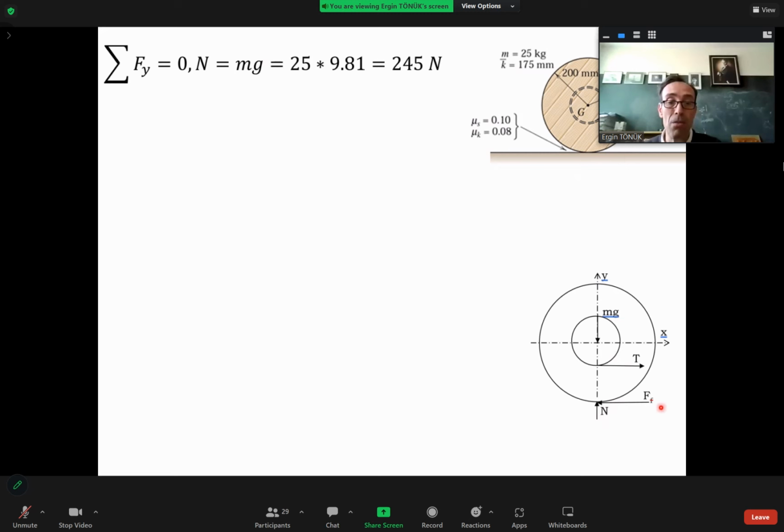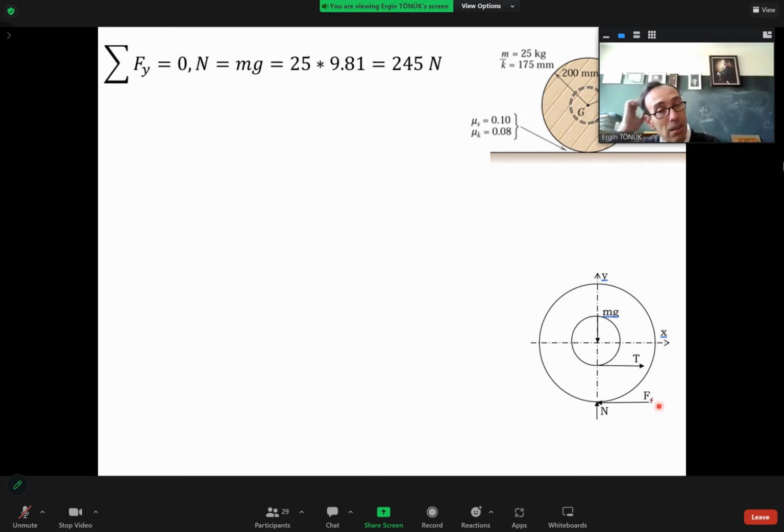That's my friction force. But how do I determine its direction? That's important. For the friction force, the direction should be determined correctly, okay? We can't say if we find it negative, oh, it's the other way around. No, that would be too many assumptions, okay? So I should guess its direction correctly.